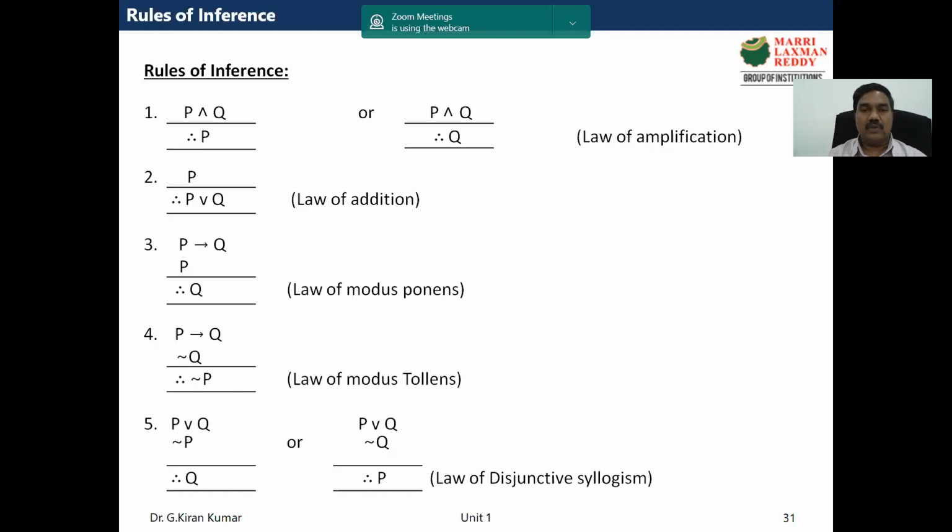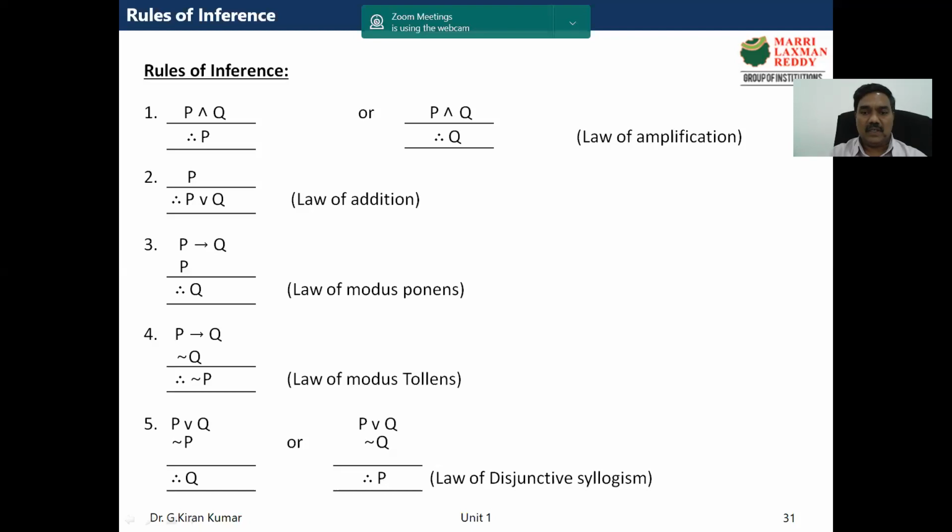So as an alternative, we go for the remaining methods: the direct method, the indirect method, the direct method using CP, and automatic theorem proving. These are the alternative methods to the standard method. To work with the direct method, the direct method using CP, and the indirect method, we need to understand and remember these rules of inference. So let us see them one by one.